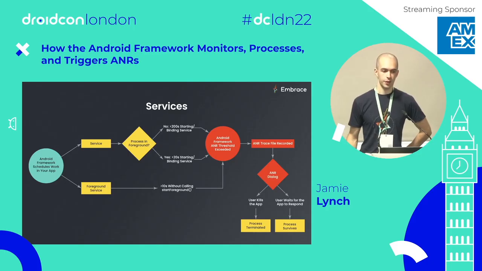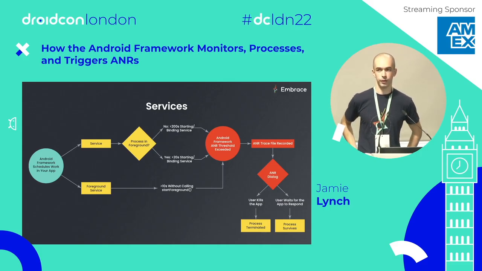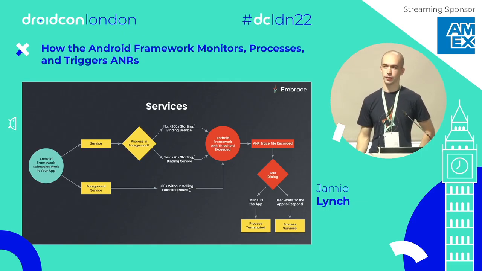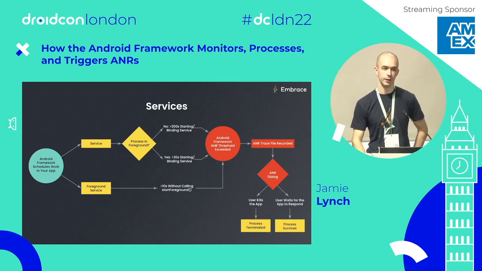This summarizes the logic flow for the Android OS and how it handles that. If you have a service and the process is in the foreground, you get a threshold of 20 seconds in which you can start that service, or 200 if it's in the background. With a foreground service, it's 10 seconds. If any of those thresholds are exceeded, you get an ANR. This is the same workflow as for an activity: the ANR trace file gets recorded, you get the dialog, and the user decides whether to kill your app or not.